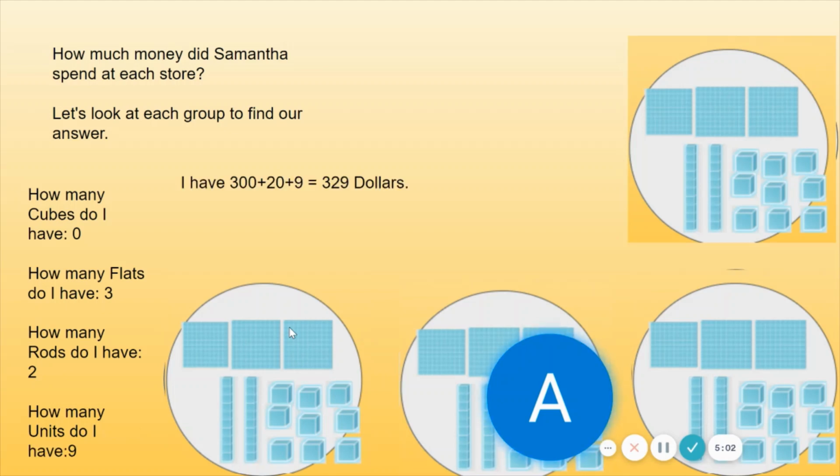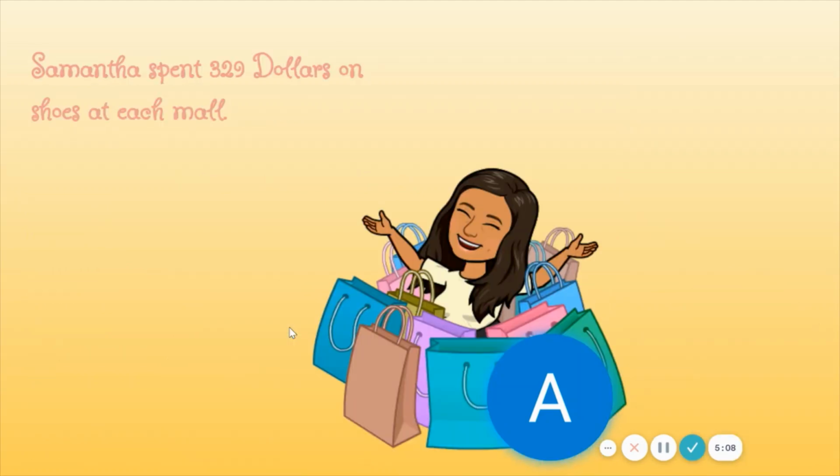So what should be my total answer? I have 300 plus 20 plus 9. So $329 were spent. So Samantha spent $329 on shoes at each mall.